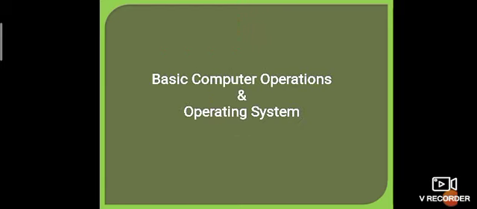Today, we will learn basic computer operations and operating system. Students, computer hardware and software are interdependent on each other. We know it. If any of these is not functioning properly, a computer is of no use. In this video, we will learn the process to start a computer and know about software and its types. It will also give an overview of the commonly used operating system.